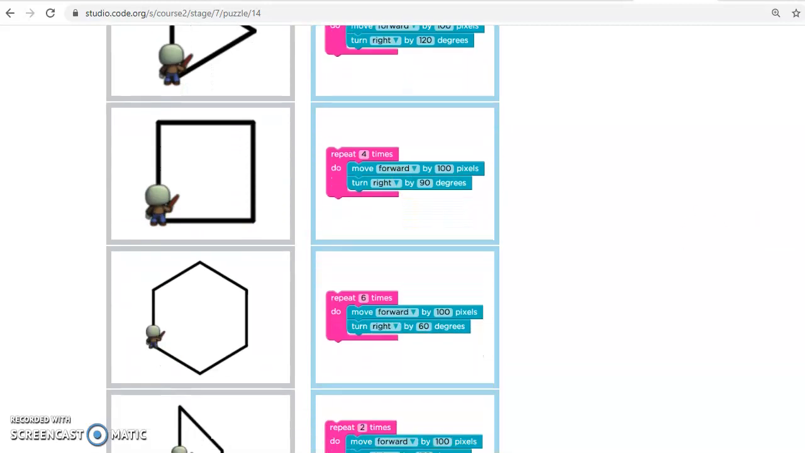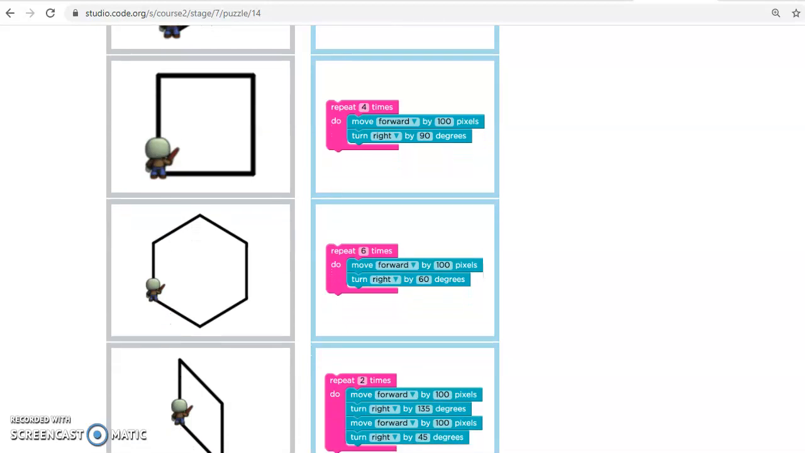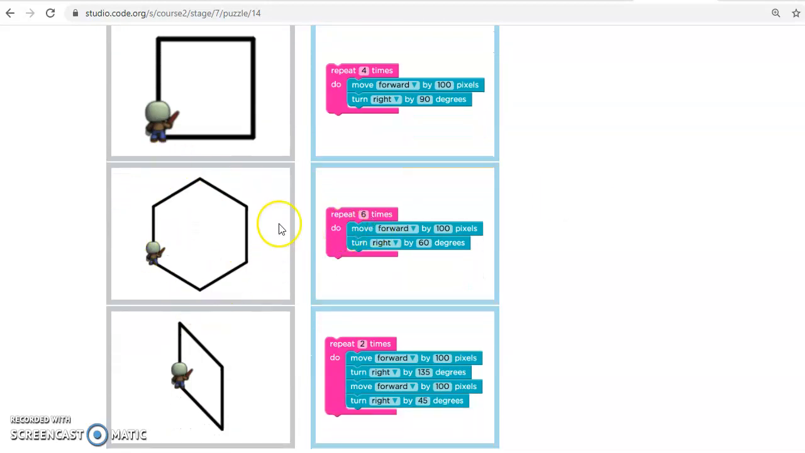For our next shape, this is a 6-sided shape. It's a hexagon. So again, the angles are not going to be 90 degrees, and it needs to repeat 6 times. Move forward 100, turn right by 60, move forward 100, turn right by 60, move forward 100, turn right by 60, move forward 100, turn right by 60, move forward 100, turn right by 60, that's 5. Move forward 100, turn right by 60, that's 6.